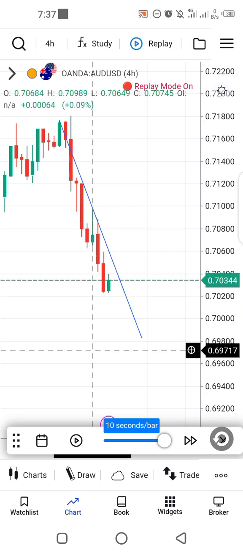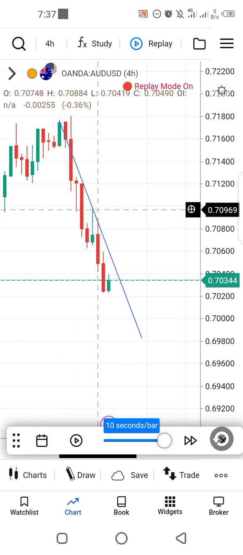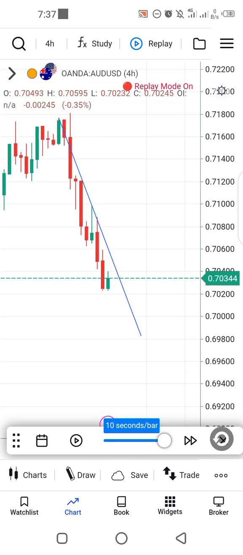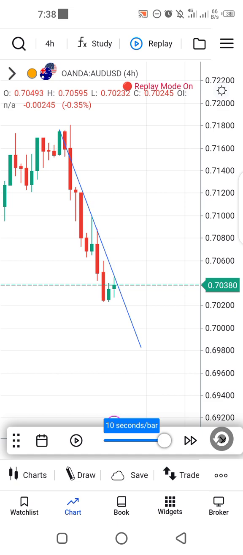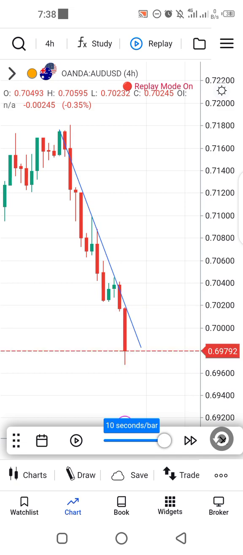So let's see what we have. We moved from a high, we made a low, made another high, we made a low. So from here, let's see if the market will end. Okay, the market has not ended. Now it's time to update the trend. Yeah, I think we will update our trend line.